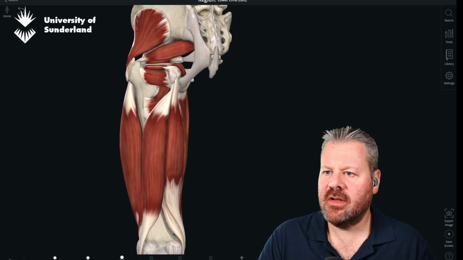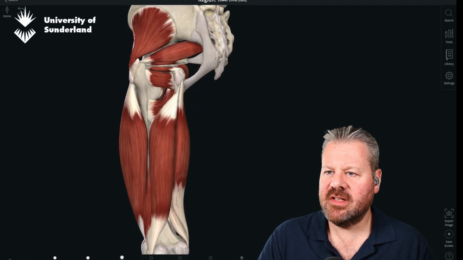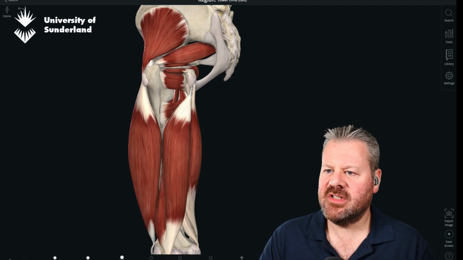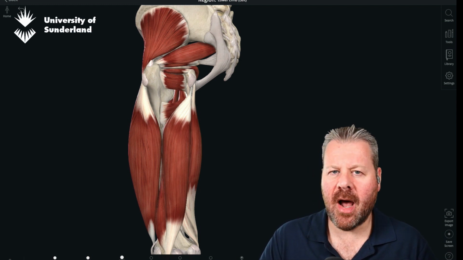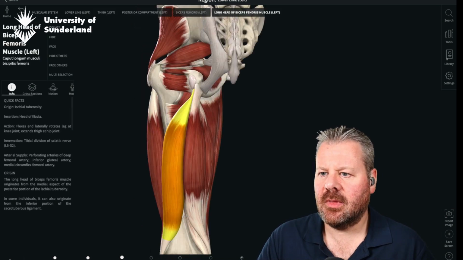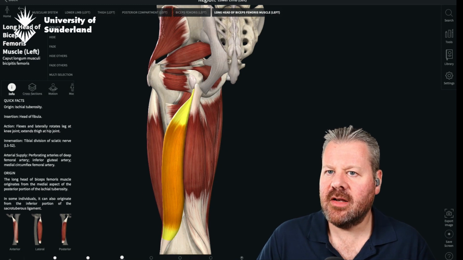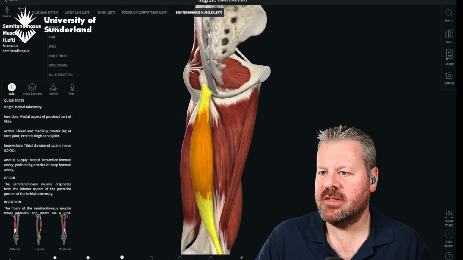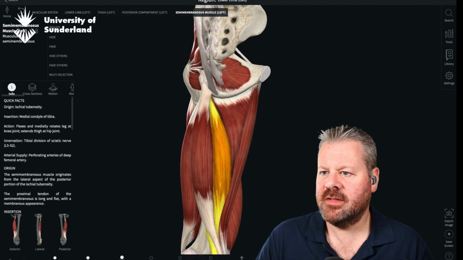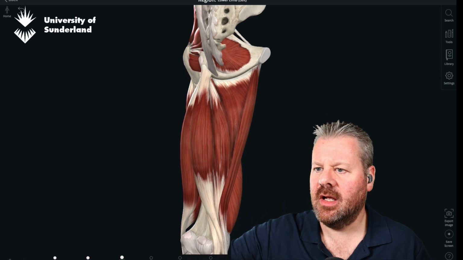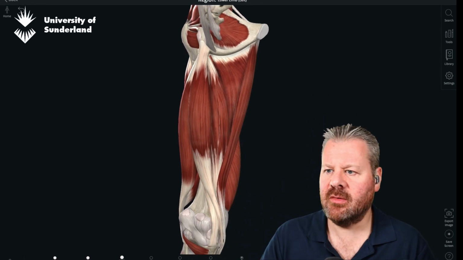Moving around onto the posterior view, we can now see in more detail the hamstring group. The hamstrings themselves, again, are bi-articular, so they cross both the hip and the knee joint. On the lateral surface, we have the long head of biceps femoris. On the medial side, we have the semitendinosus and semimembranosus. These muscles are involved in hip extension as well as knee flexion. And again, we'll cover them next week when we move down to the knee.